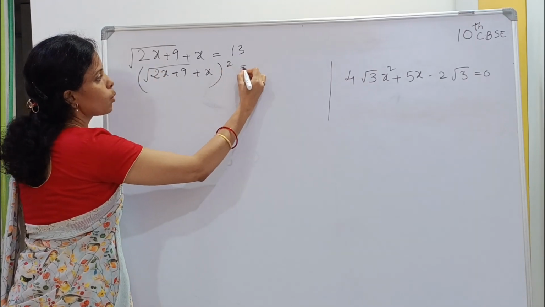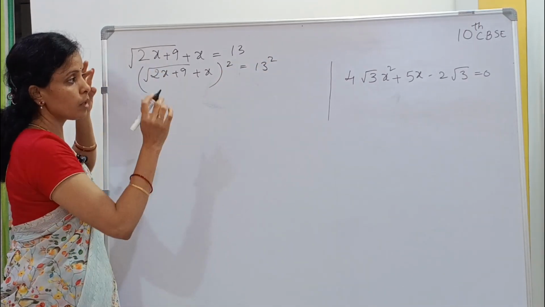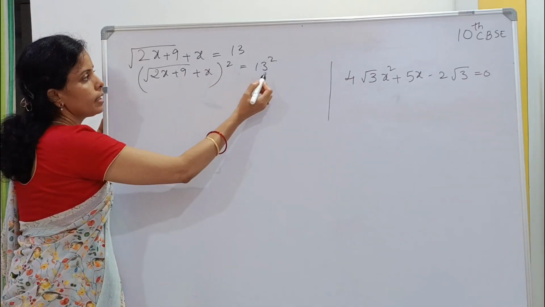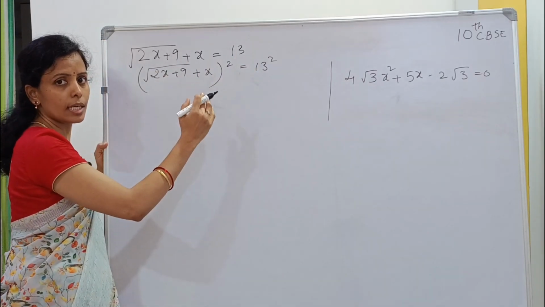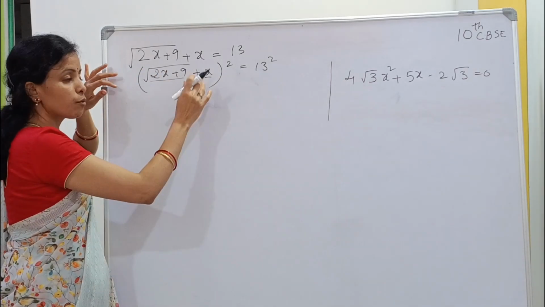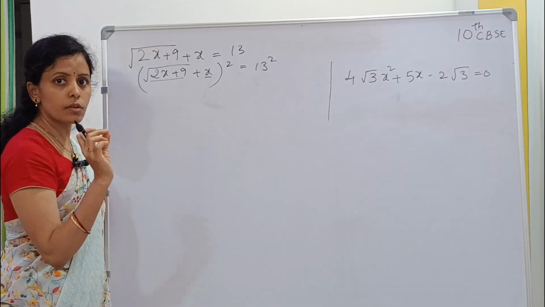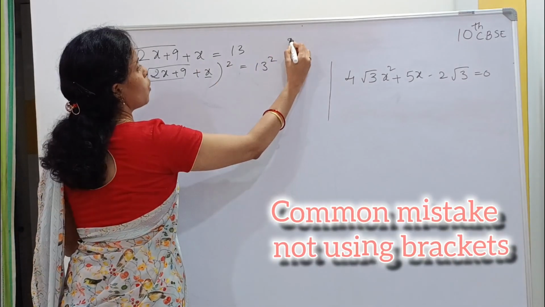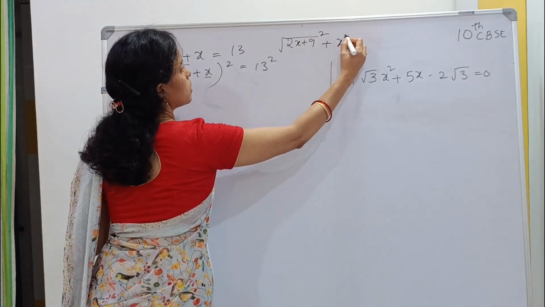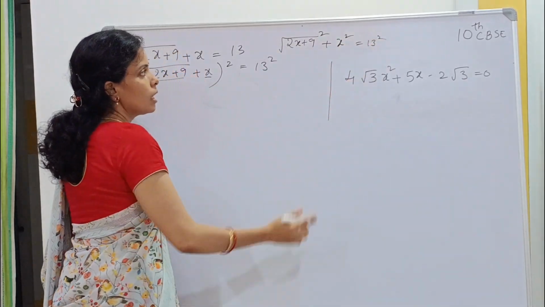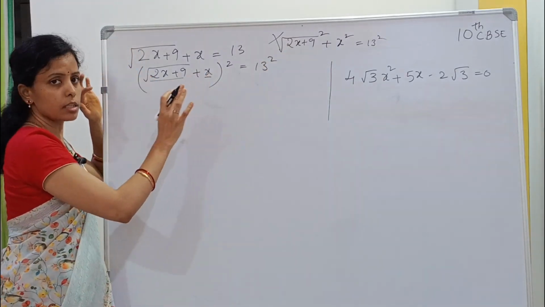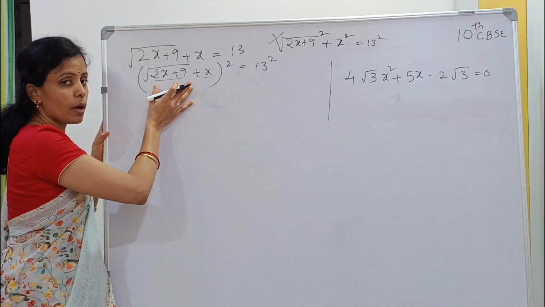So this is whole square. Children, please remember, when you are squaring on both sides, please put a bracket and then square. Here we have only a single term, so we can square directly. But here, as we have two terms, we have to use brackets while squaring. Most of the children make a mistake here. They will just go like this, 2x plus 9, so squaring means x square is equal to 13 square. This is very wrong. Please remember, this is a wrong method. Always put brackets when you want to square if you have multiple terms.